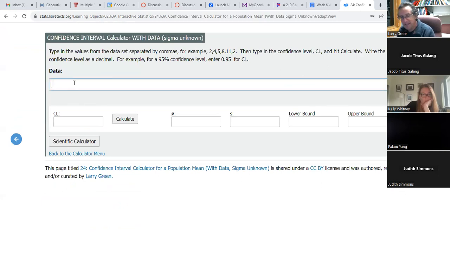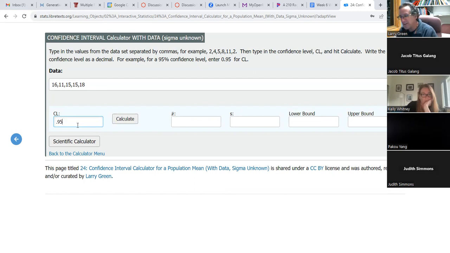And I'm going to put in the data, which was 16, 11, 15, 15, 18. And the confidence level, we're going to use a 95% confidence level, because that's what I'm interested in. And that's 0.95. And just a note, by the way, 95% is the standard amount for social science. And age of first kiss is very much social science. Hopefully you all agree with that.